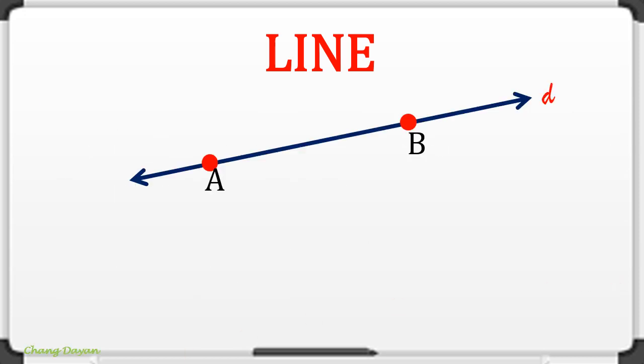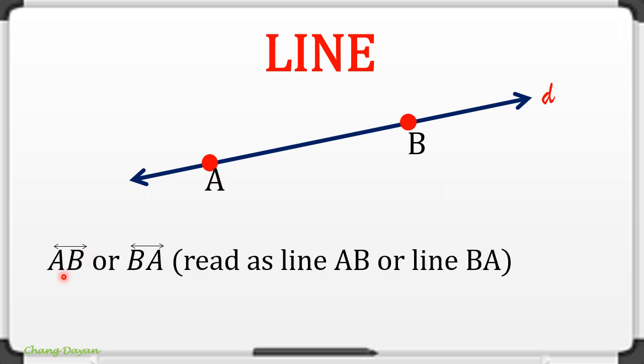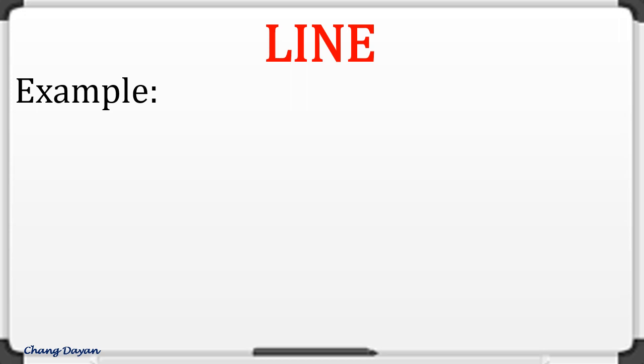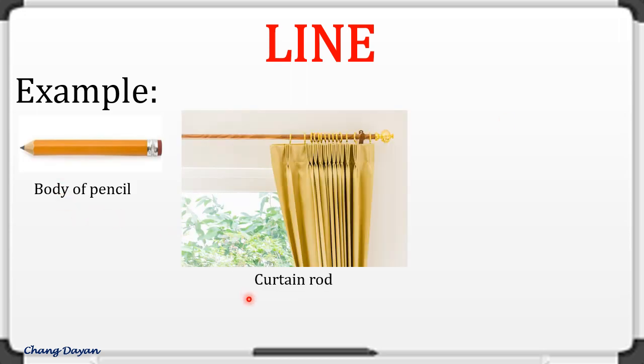So this one. Suppose I have there the line. Let us name this one. So this is line AB or BA. So as you see, there is a simple line here. Or we can say that it is a line D. This one. We can use the script letter. Example of a line: the body of your pencil, curtain rod, and edge of ruler.